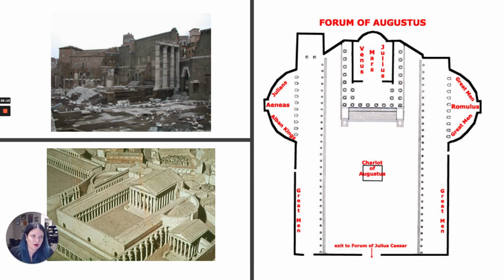so you can see on this little map that it shows where all these important figures were created. We also in the forum, he pays tribute to Venus, Mars, and Julius Caesar, who, remember, he made a god, so he also is kind of put in this temple in the forum. There's also the chariot of Augustus we have in the center there.